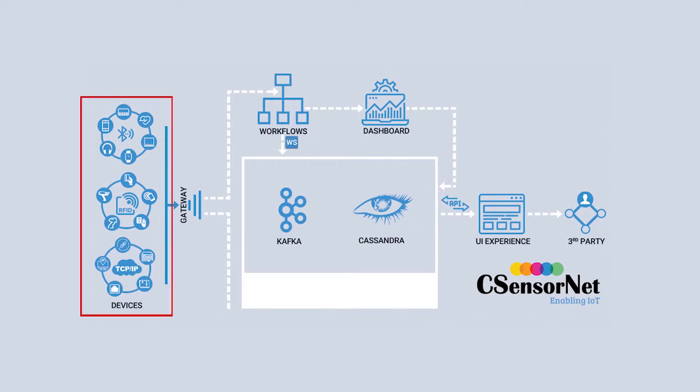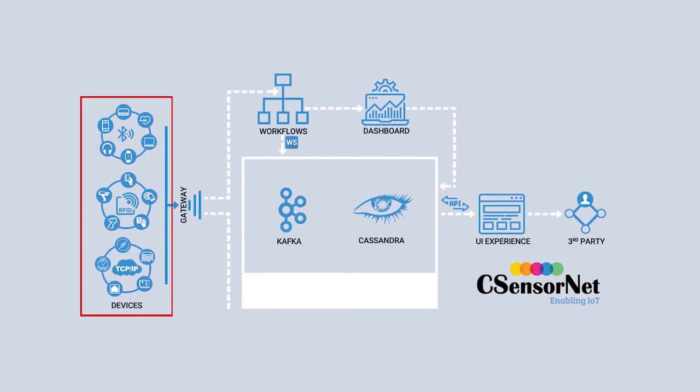We'll start with sensor and device components. CsensorNet supports a multitude of sensors. We have DHT11, which does temperature and humidity sensing, ultrasonic sensors, which do distance, and proximity sensors. And these are just some of the different devices that work with CsensorNet very effectively.